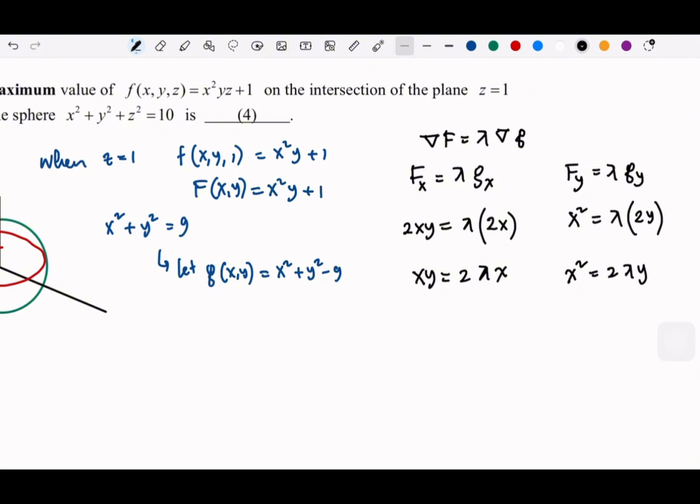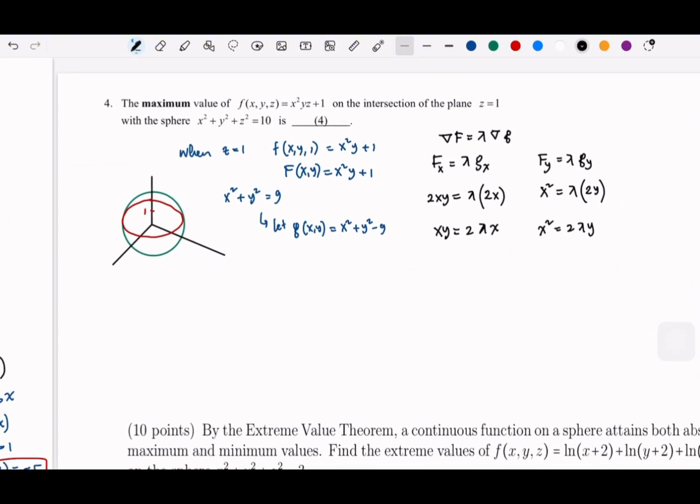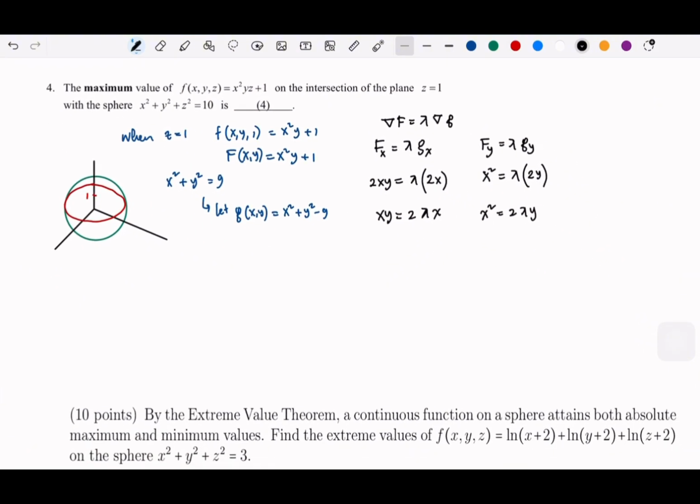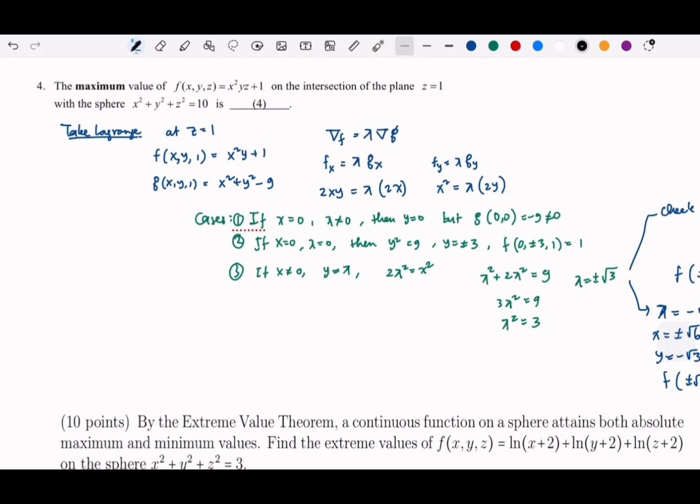For example, if x is 0, what will happen with the y? And if lambda is 0, what would happen? Okay. How much time we have left? Okay, I think I need to take the final results, okay? So let me give you the final results.